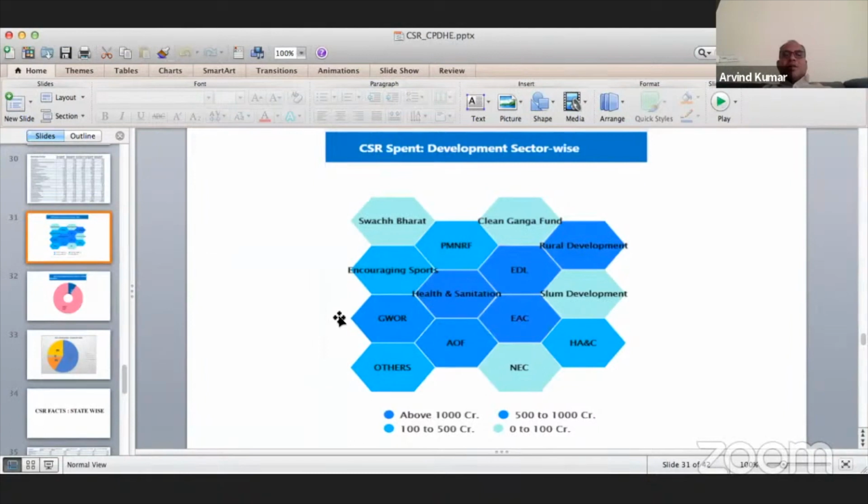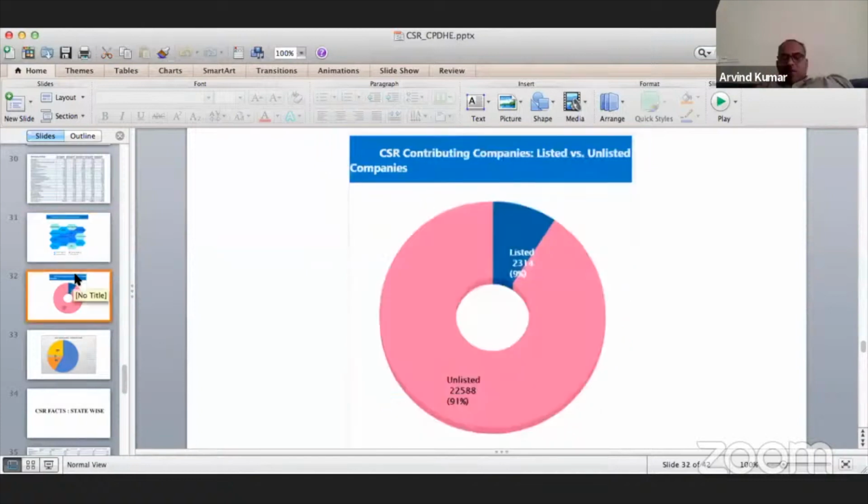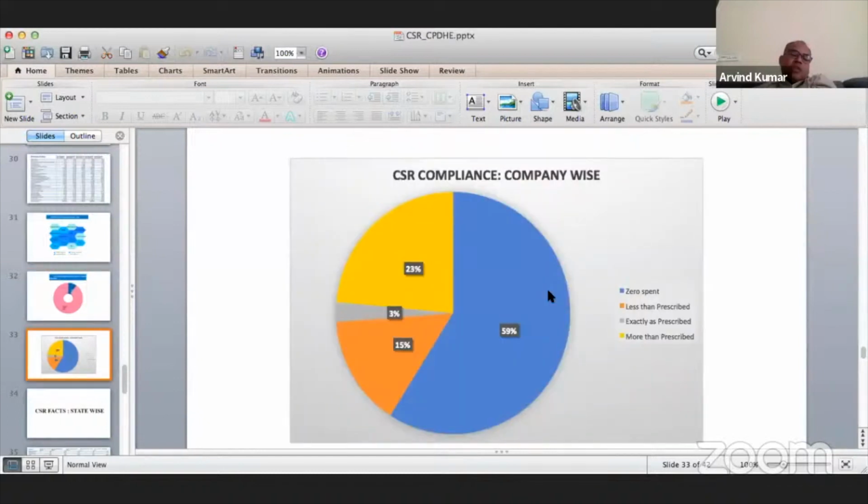Then armed forces. I also want to share with you very important statistics about the contribution of companies. We have two kinds of companies: listed companies and unlisted companies. The major chunk comes from the unlisted companies. I need not tell you which are listed and which are unlisted. 9% comes from the listed companies and 91% comes from unlisted companies. So you can see that the major chunk of CSR comes from unlisted companies.